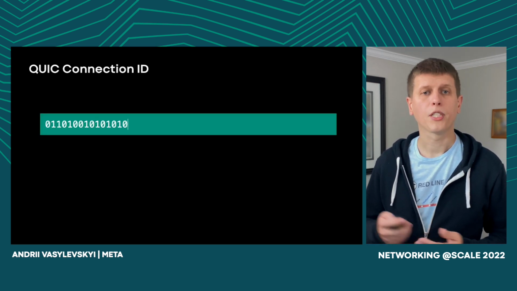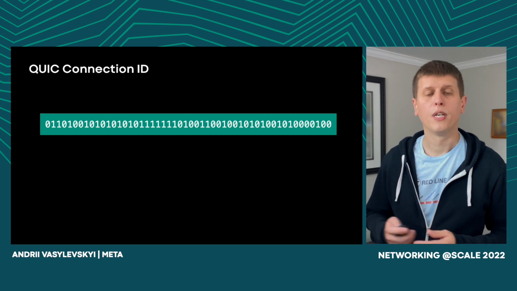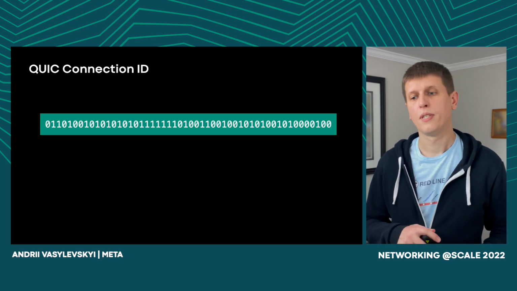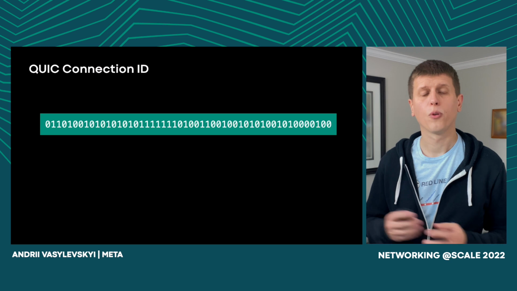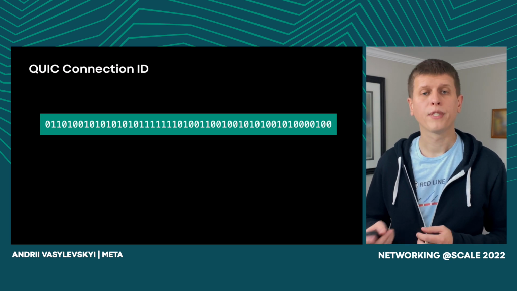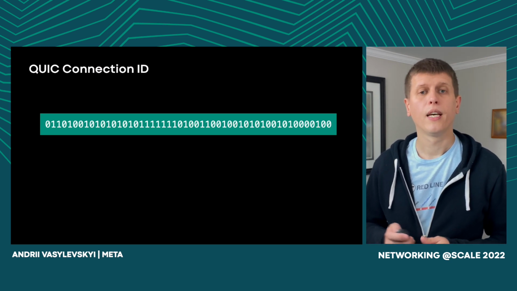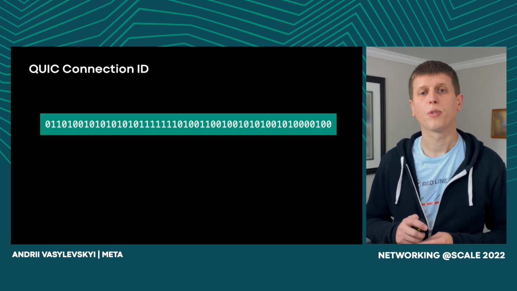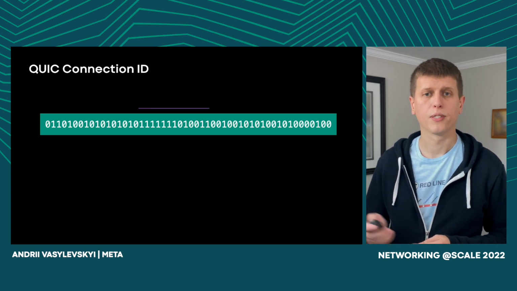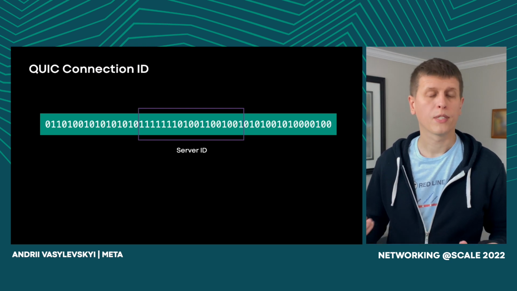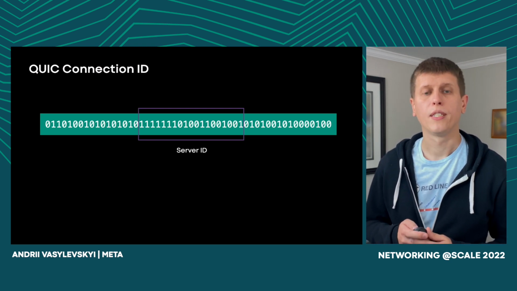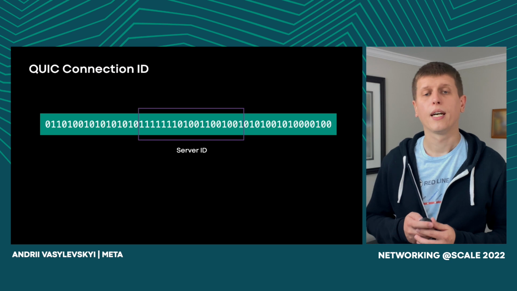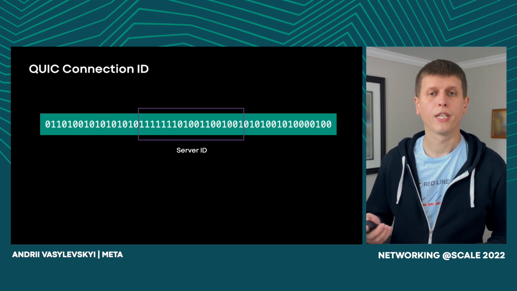And connection ID is just an opaque binary value. Since we control both QUIC servers and the load balancer, our QUIC servers insert a hint for our load balancer to know which server is handling those connections. So that's what we do. We just dedicate part of the connection ID to the server ID hint.